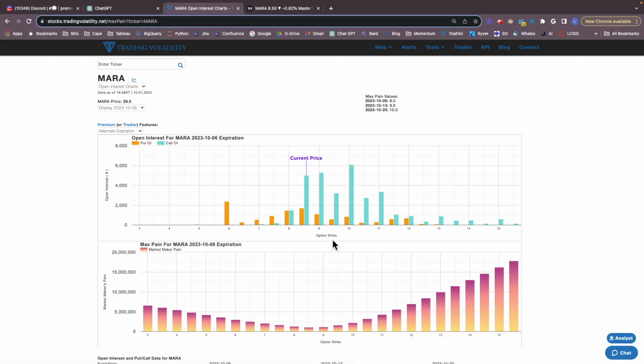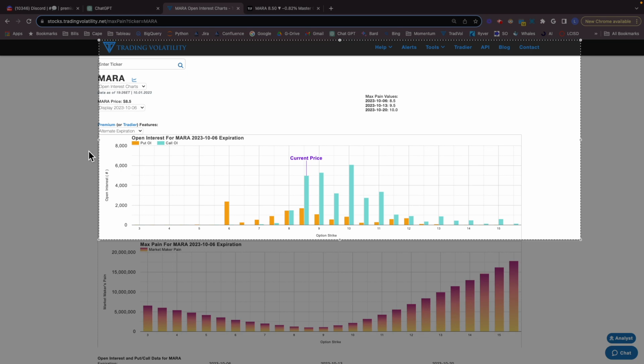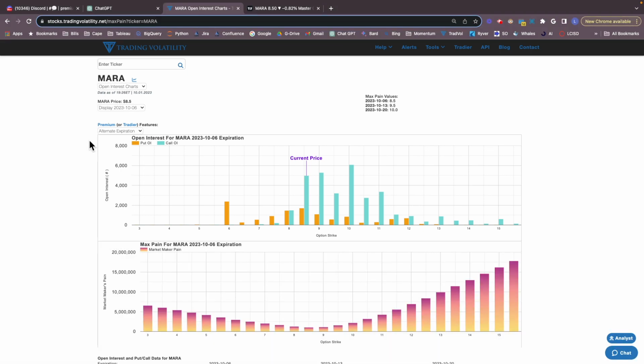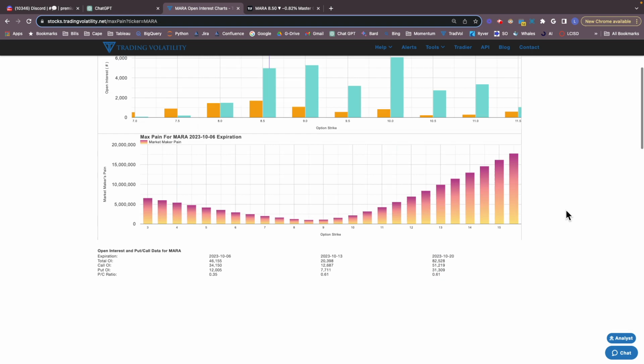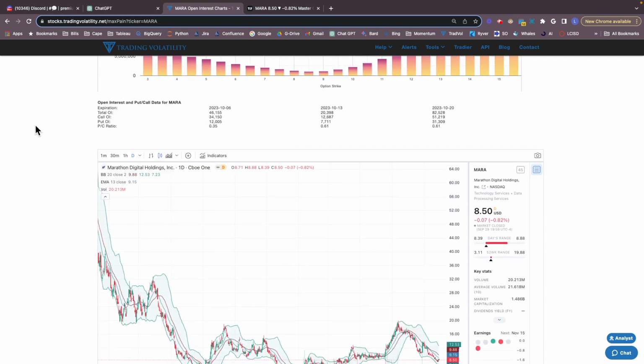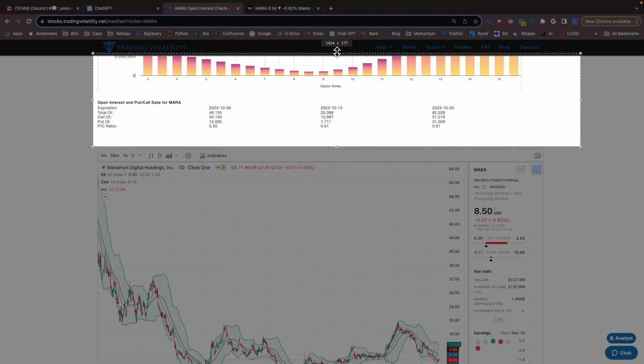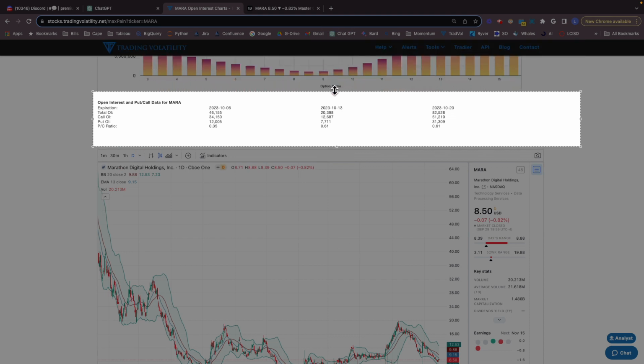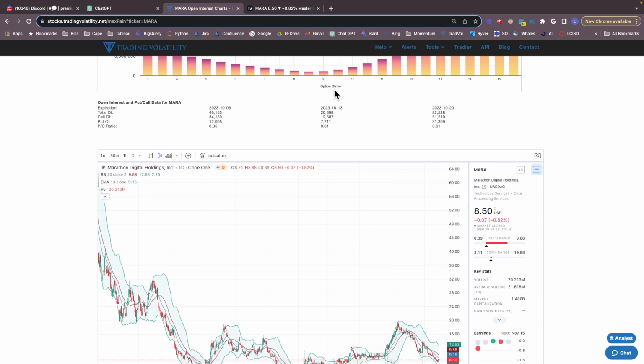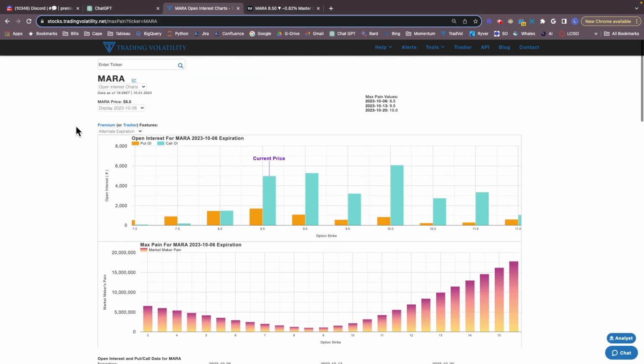Oh, sorry. That wasn't a good one. Make sure you get full Mara like that. And then I also wanted to take into account this information right here, so I'll go ahead and pull this in as well. All right. And then I want to pull in my trader cheat sheet, which is on the options volume page. So you want to go in here.